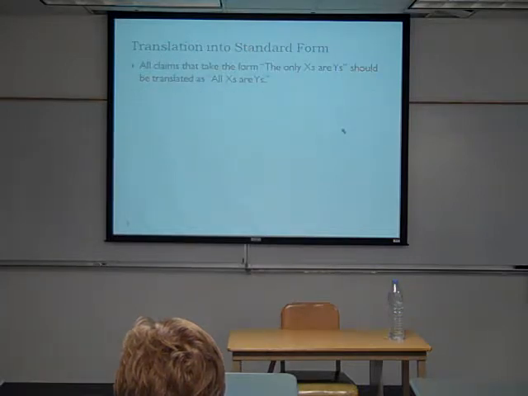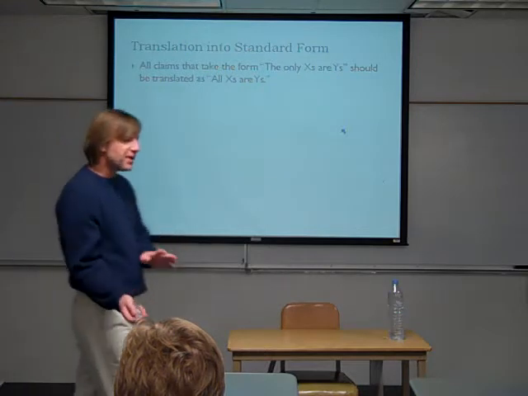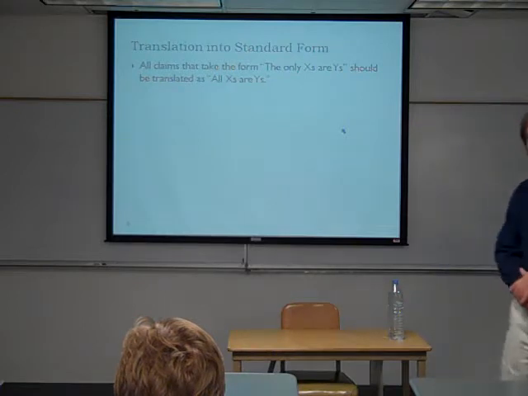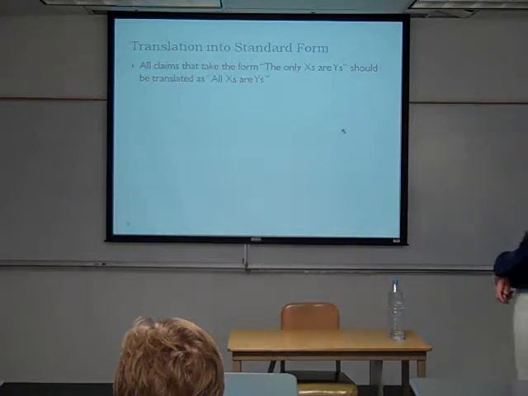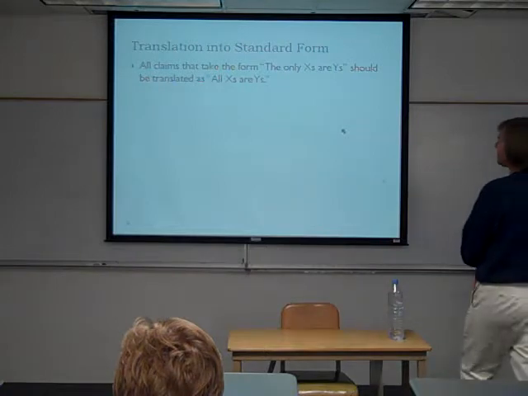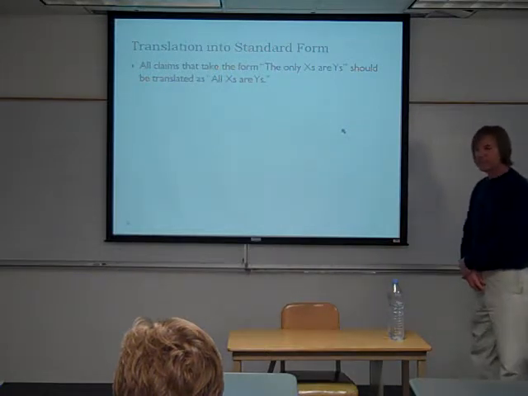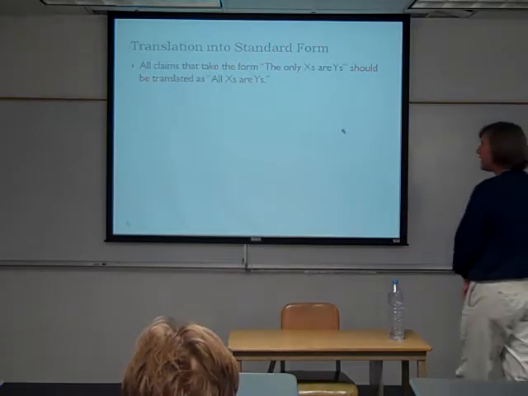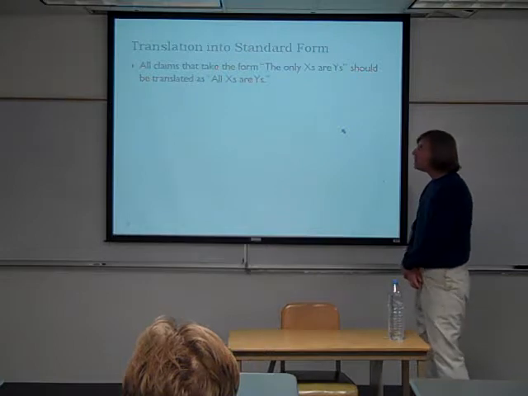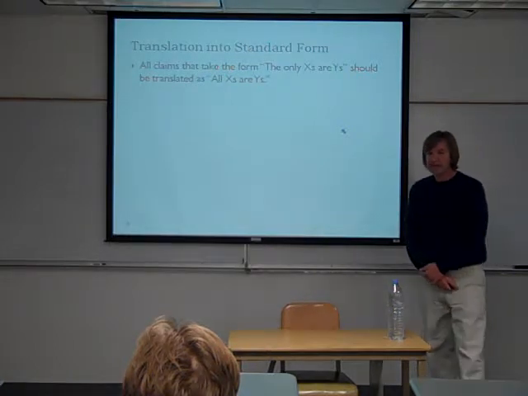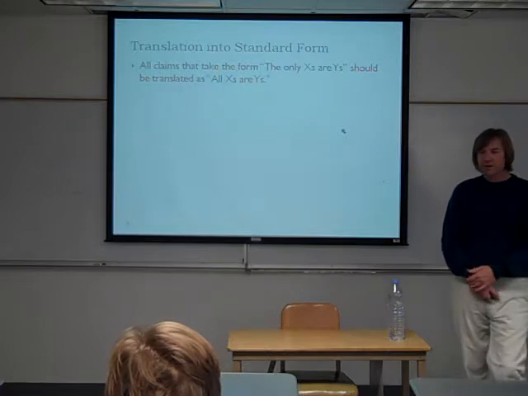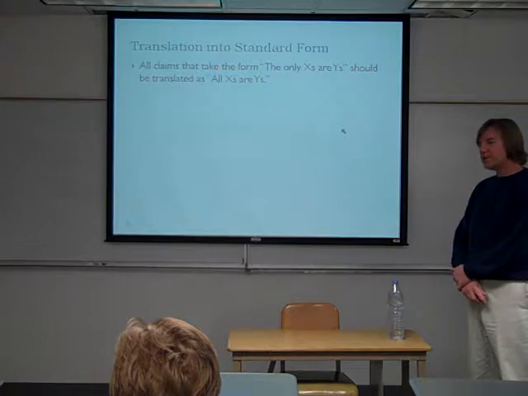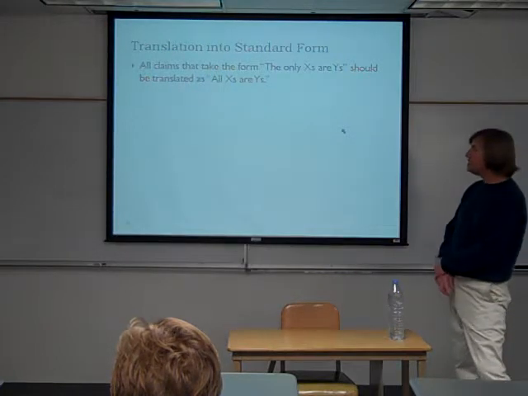Now here are some other keys for being able to translate from ordinary language into the standard form of categorical claims. All claims that take the form "the only X's are Y's," whatever X and Y are here, should be translated as "All X's are Y's." And that would be an A claim. So anytime you hear "the only unmarried men are bachelors," you're going to translate that into an A claim.